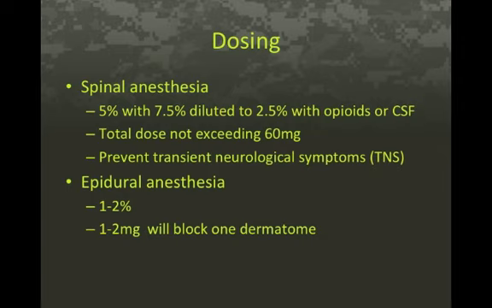The anesthetist uses lidocaine in a variety of ways on different patient populations. For spinal anesthesia, lidocaine 5% with 7.5% glucose is commonly supplied and should be diluted to 2.5% with opiates or CSF prior to injection with a total dose not exceeding 60 milligrams.